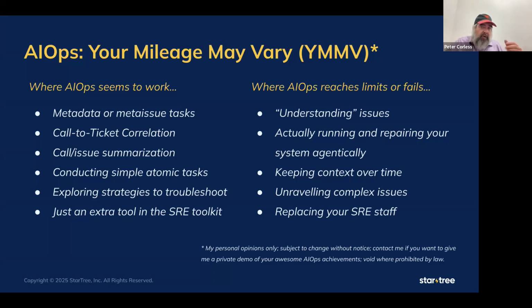Where it seems to have fallen down is, for instance, in understanding issues. AI doesn't really understand anything. It's given a pattern and it sees if there's any way it can synthesize an answer based upon the training data set it has.